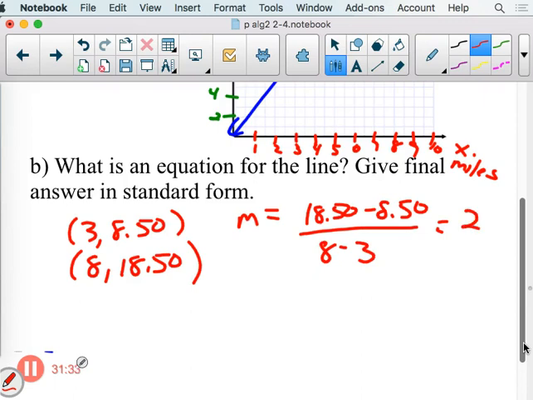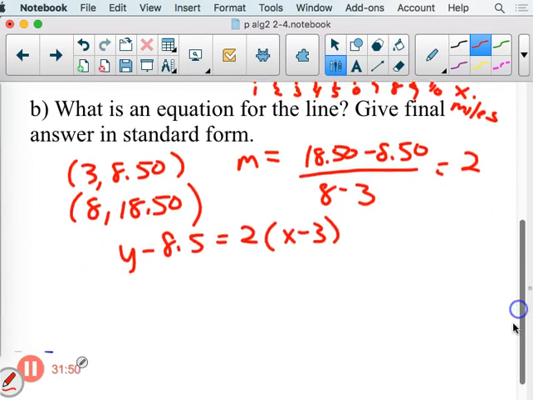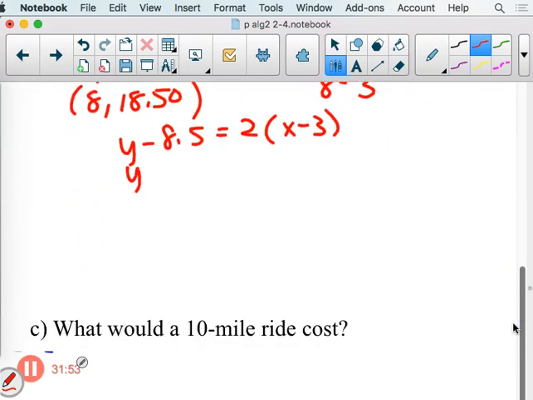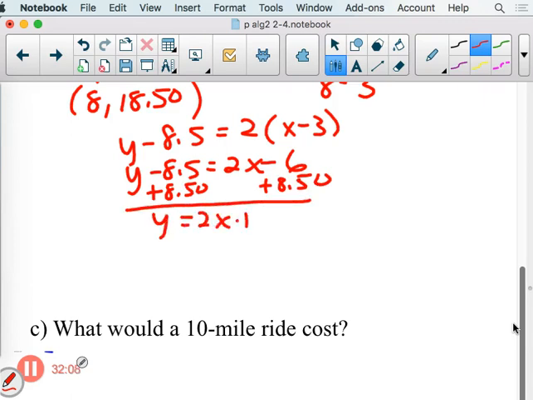Well, do you have a favorite out of those two for brightness? Smaller ones? Yeah, I'm with you. y minus $8, well, I'm just going to put 8.5. 8.5 equals 2 times x minus 3. Alrighty, so we'll have y minus 8.5 equals 2x minus 6. Huh. Well, I probably better add 8.50. y equals 2x plus 8.50 minus $6. 2.50, but I'm going to put 2.5.